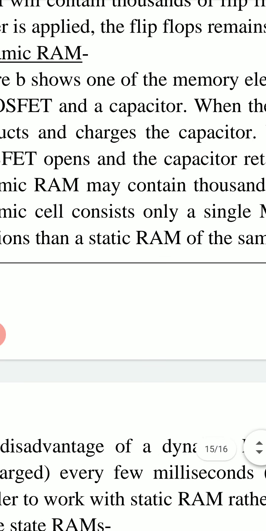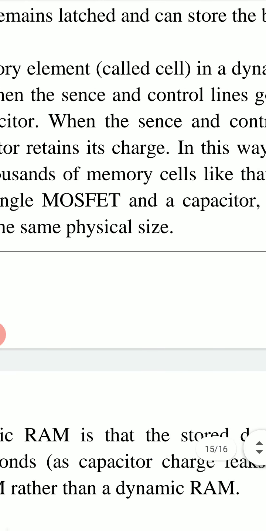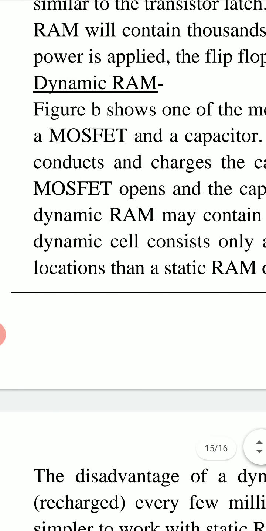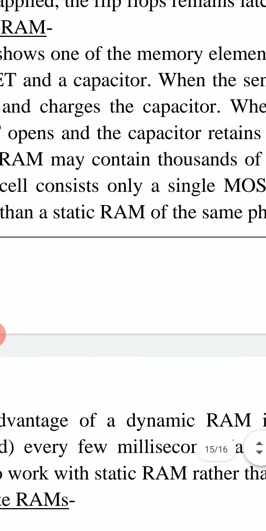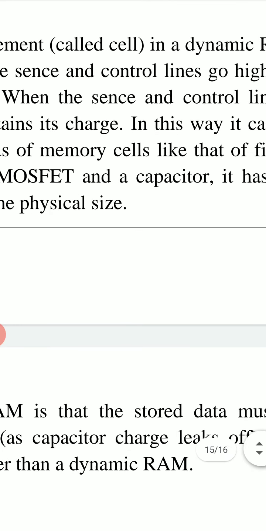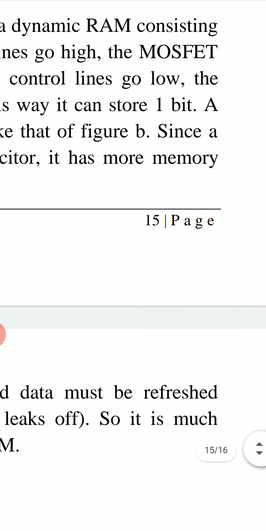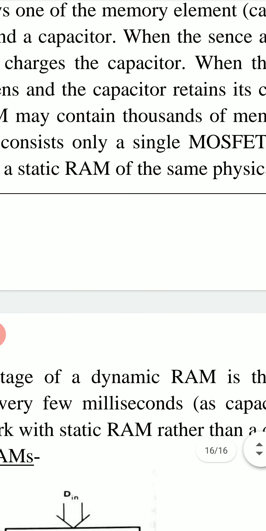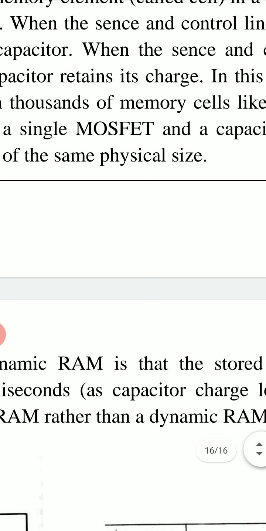A dynamic RAM may contain thousands of memory cells like that of figure B. Since a dynamic cell consists only of a single MOSFET and a capacitor, it has more memory locations than a static RAM of the same physical size.